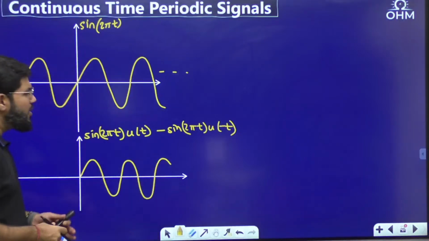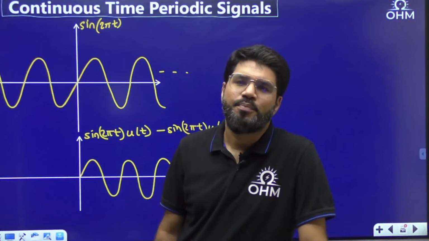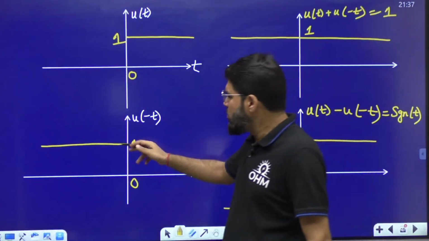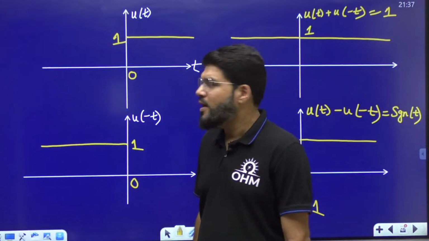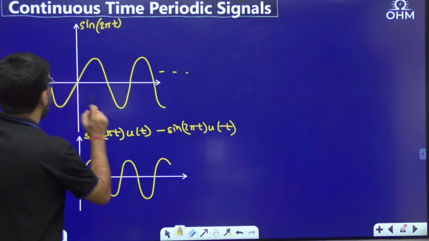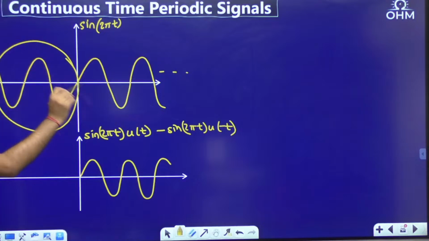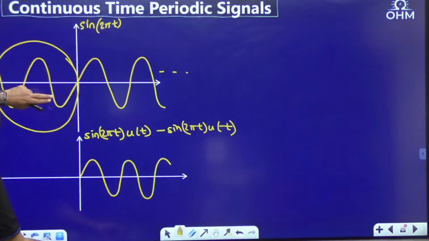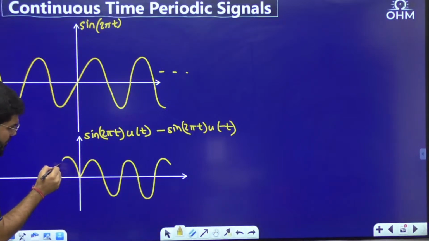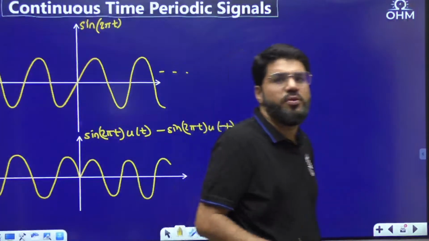Now u(-t) will exist only for the left hand side. Have a look into this. u(-t) equals 1 only for t less than 0. So whenever t is less than 0, only this part will exist and it is minus sine theta. See, if this is sine theta on the left hand side, now you have to take minus sine theta. Minus means all the amplitudes will reverse. This amplitude which was negative will go to positive, and which was positive will go to negative. This is the waveform that is actually going to come in front of you.